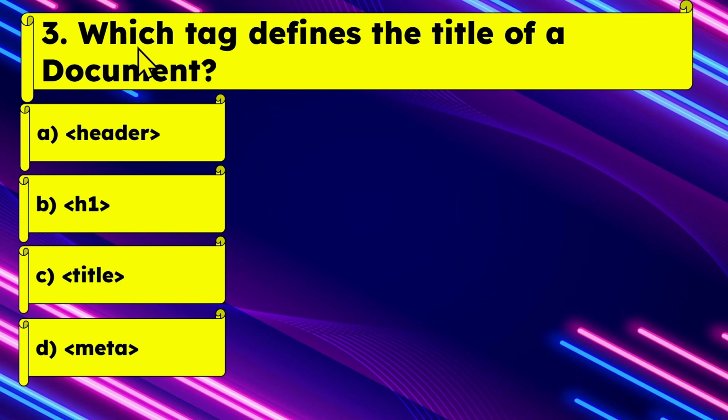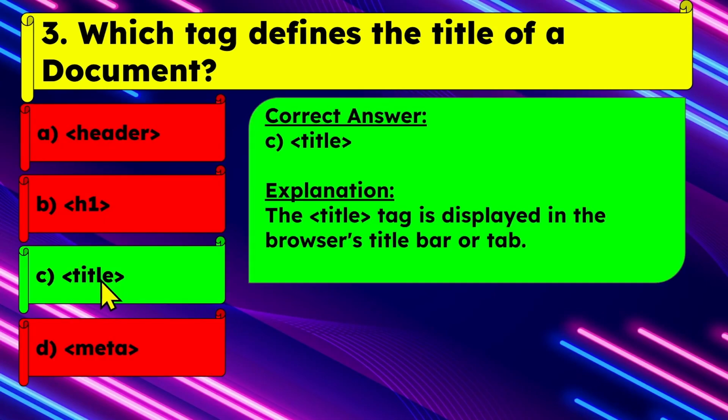Our next question is, which tag defines the title of a document? Option A, header tag. Option B, h1 tag. Option C, title tag. Or option D, meta tag. So its correct answer will be title tag. As you can see, the title tag is displayed in the browser's title bar or tab.